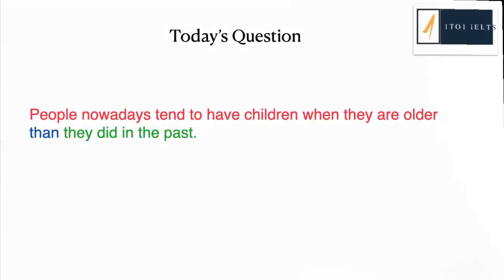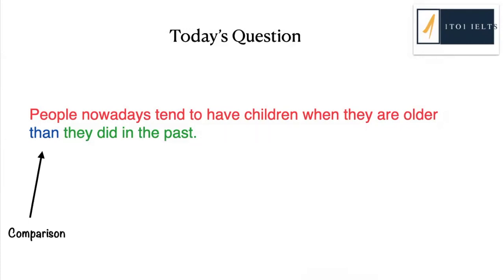The first example that we are going to look at today is the following question statement. People nowadays tend to have children when they are older than they did in the past. Now we can see this is a comparison because it's got the word than. That always indicates that there is some comparison.